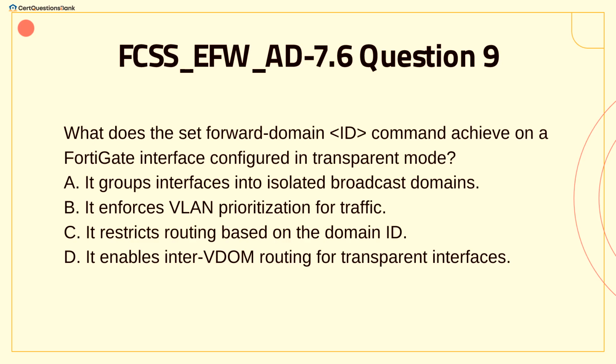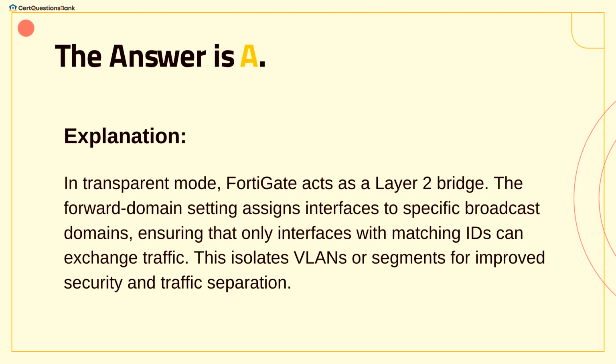What does the set forward-domain command achieve on a FortiGate interface configured in transparent mode? A. It groups interfaces into isolated broadcast domains. B. It enforces VLAN prioritization for traffic. C. It restricts routing based on the domain ID. D. It enables inter-VDOM routing for transparent interfaces. The answer is A.